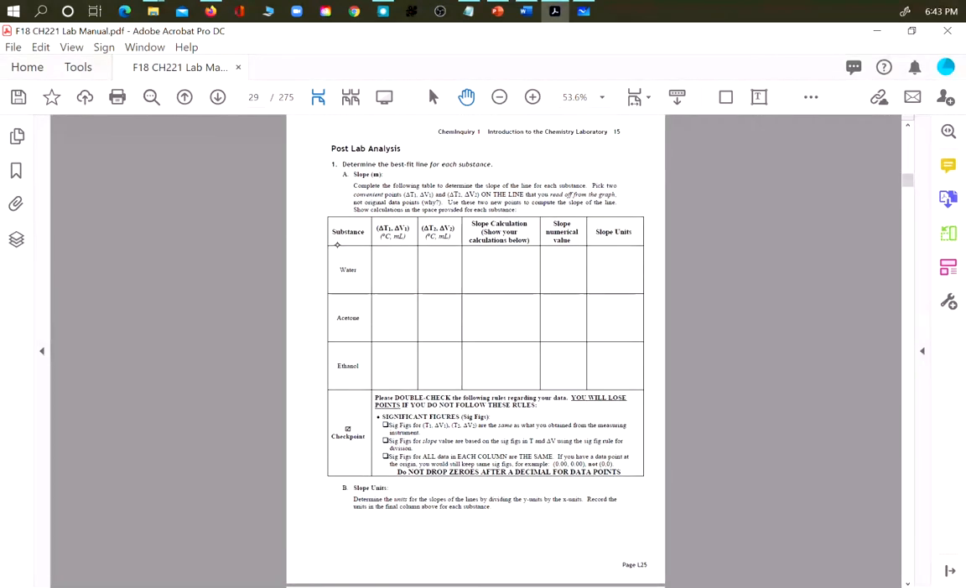And then there's the post-lab analysis. And in that post-lab analysis, that's where you're going to do some extended calculations to let us know that you kind of understand what's going on here. And so one of these is to figure out a slope calculation. And I want to go through that for one of these just to make sure you understand how to do that.